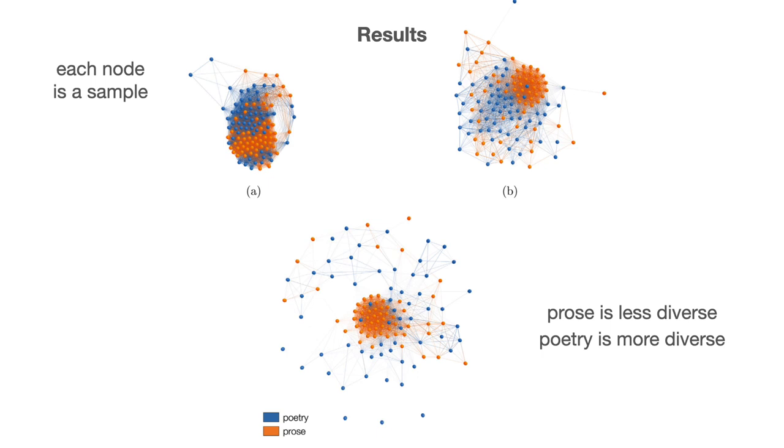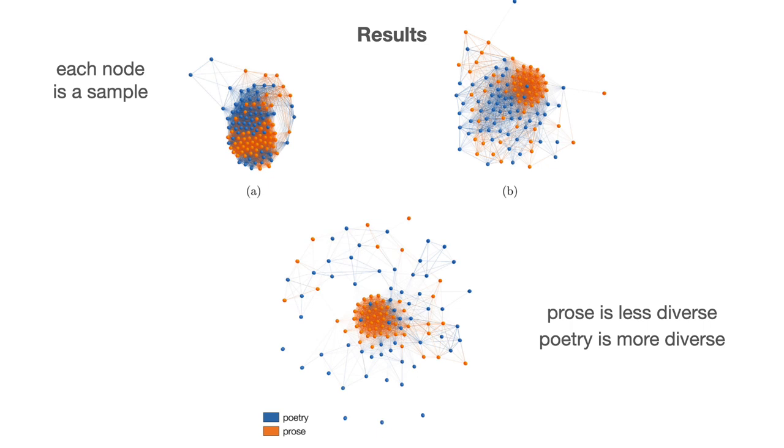The idea here is that we can build a network out of all the samples, meaning that each piece of text becomes a node in this network. And if they have similar rhythmic and rhyme features, they are going to be connected. We can establish different kinds of thresholds for this connection. It doesn't matter much, but you can see that in orange, you see the nodes for prose, and the blue ones are for poetry.